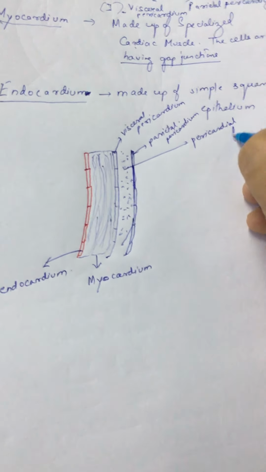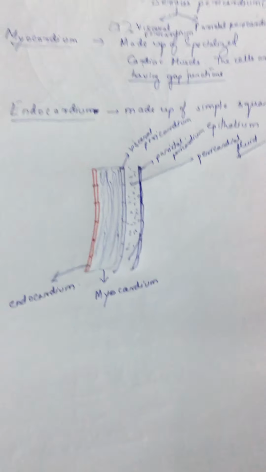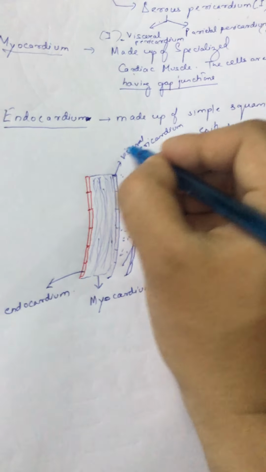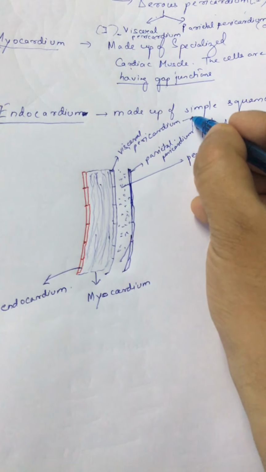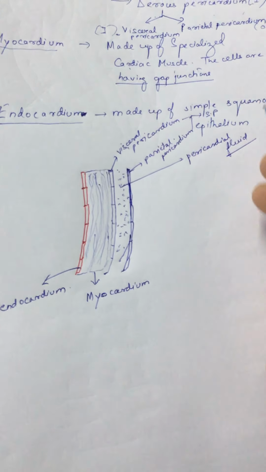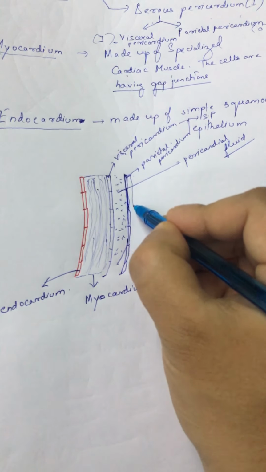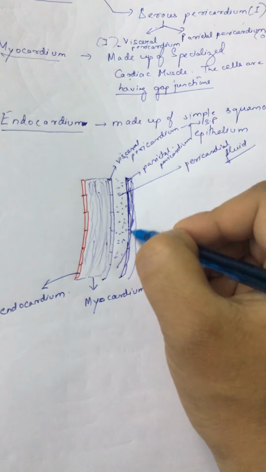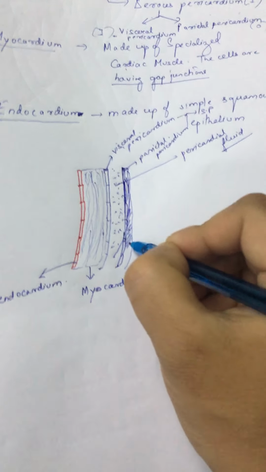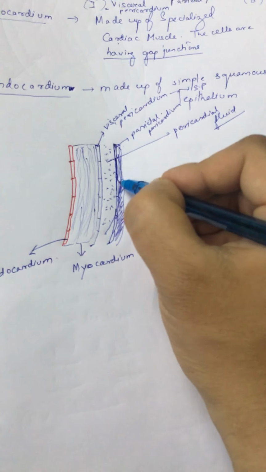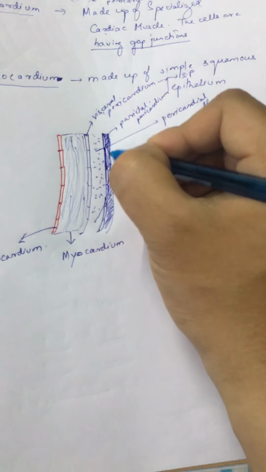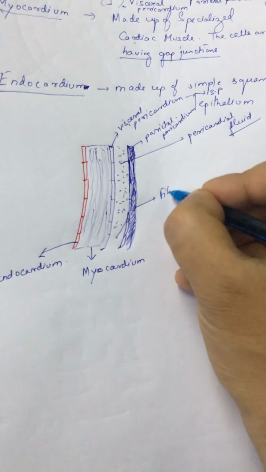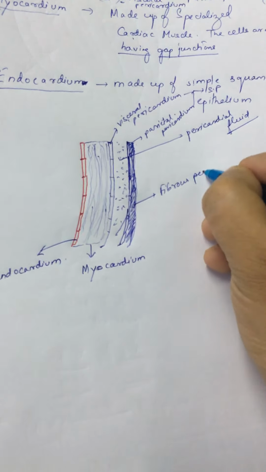Pericardial fluid is secreted by the serous pericardium layer, right? So the visceral and parietal pericardium both form the serous pericardium. And the last layer, the outermost layer, is the fibrous pericardium. It is just for protection.